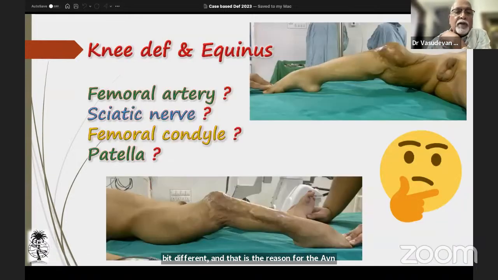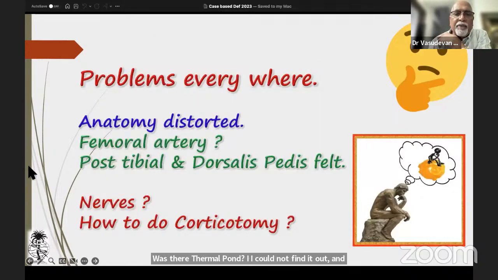That was how the limb was looking. I could not feel the femoral artery. I didn't know the status. Thumb toe movement was there. Femoral condyle, I could not find it. And even the patella was very difficult to find. So problems everywhere. Anatomy was completely distorted. Where is the femoral artery? The posterior tibial and dorsalis pedis were felt. Nerves, I have no idea.